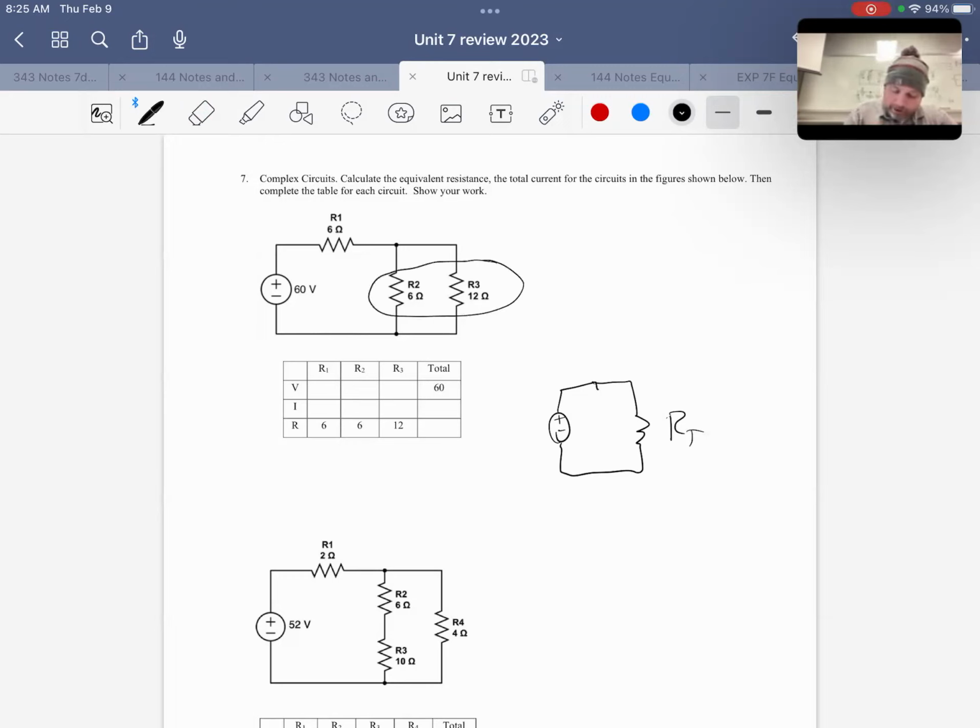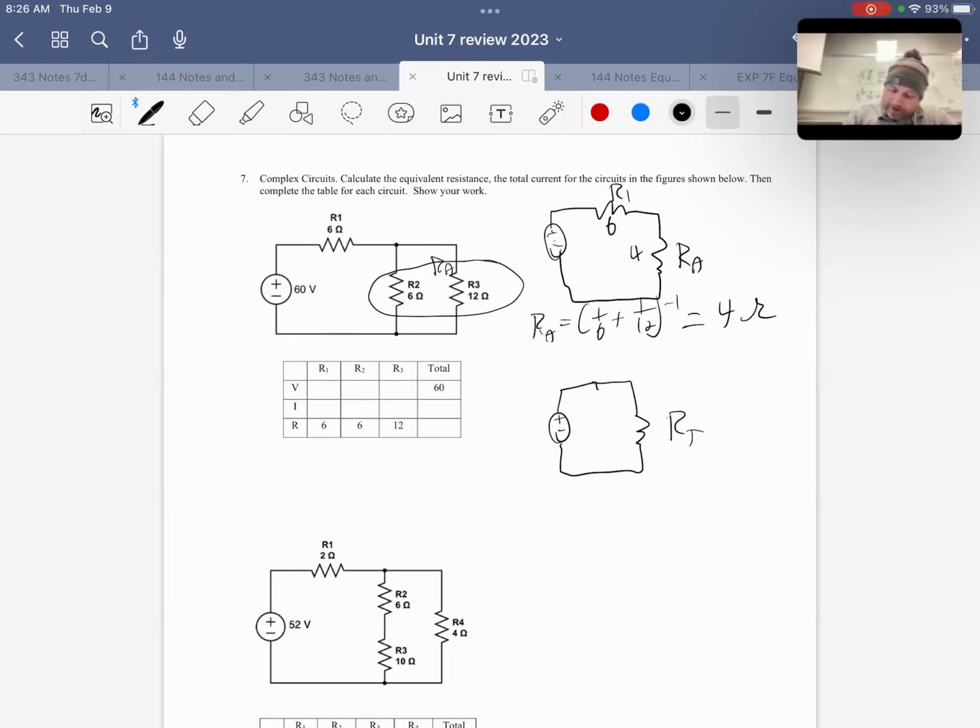So I'll start by combining R2 and R3 into one resistor, RA. That still has R1 in it, but now I have a new resistor, RA. R1 is 6, and RA is not 6 or 12 ohms. I need to calculate that. So again, RA is going to be 1 over 6 plus 1 over 12, all to the -1. And when I put that in my calculator, I get 4 ohms of resistance. And so that is an equivalence of 4 ohms there.